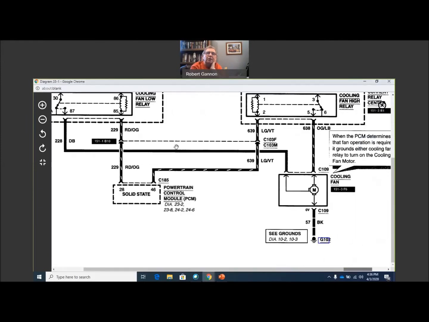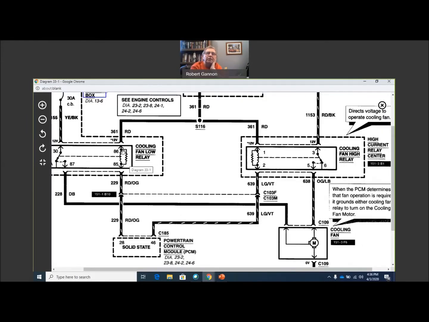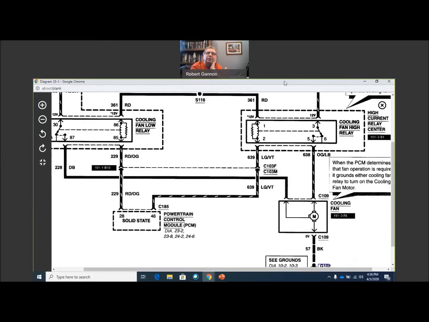Now, what causes this relay coil to get energized? Well, it has 12 volts to it. So the other thing we need is a ground, and that ground is provided at pin 28 of the powertrain control module. So when the powertrain control module decides it is time to kick that fan on low, it's going to create a ground on pin 28.